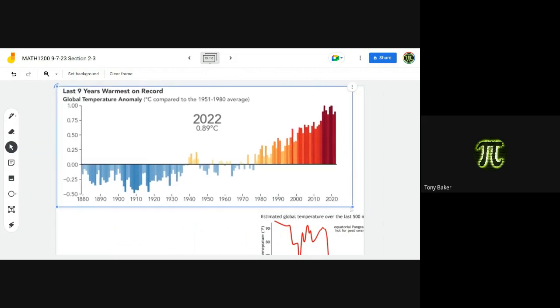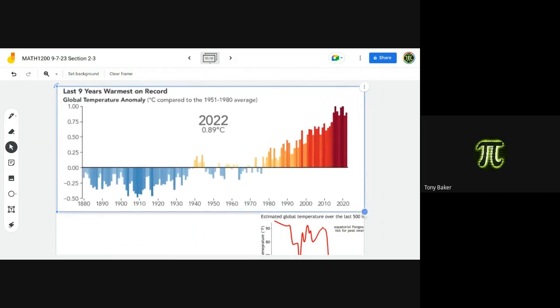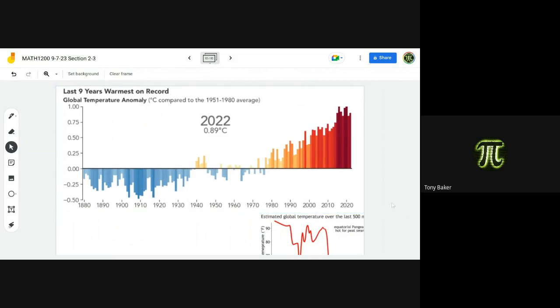All right, so we've all heard, what was it? July was the warmest month in world history. I think that's what they said. That was the headline. July was the warmest month in world history. So the last 9 years are the warmest on record. And this is the graph they used to show how global warming is this major thing. So looking at this graph, does it look like global warming is a major thing?